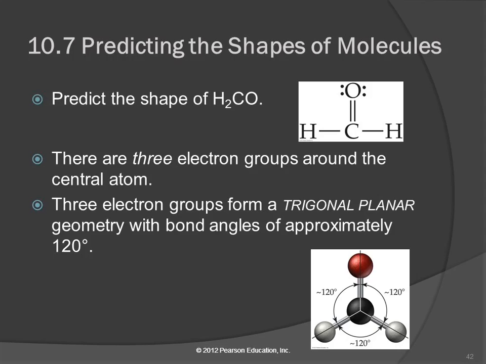So we call this shape trigonal planar. Trigonal from the word triangle, and planar because this is flat. It's two-dimensional, it lies in a plane. So if you have 3 electron groups, you get a trigonal planar geometry. Any questions?